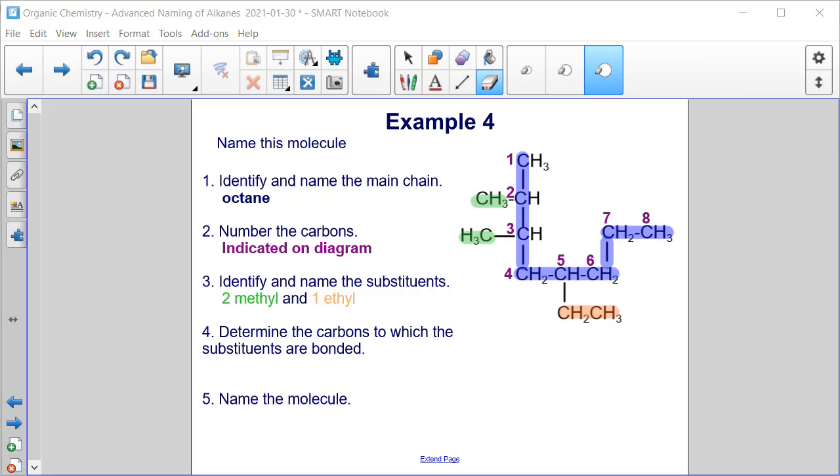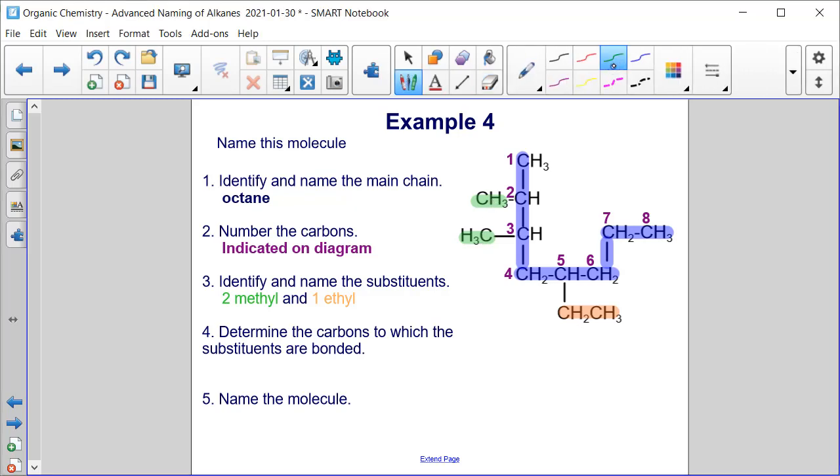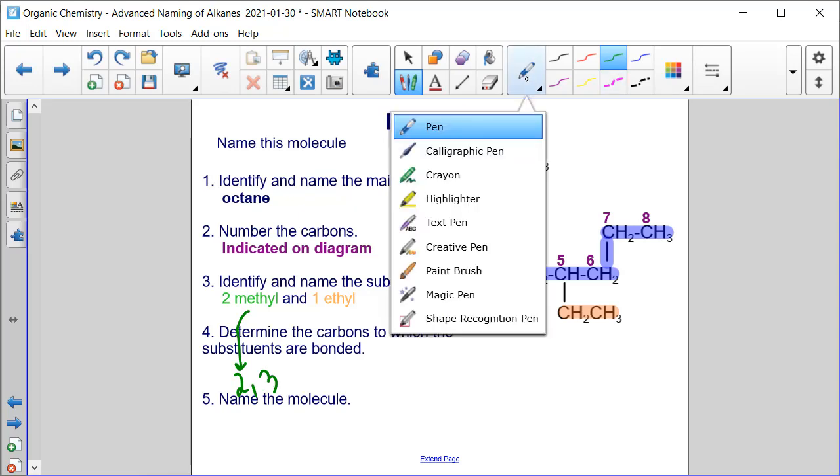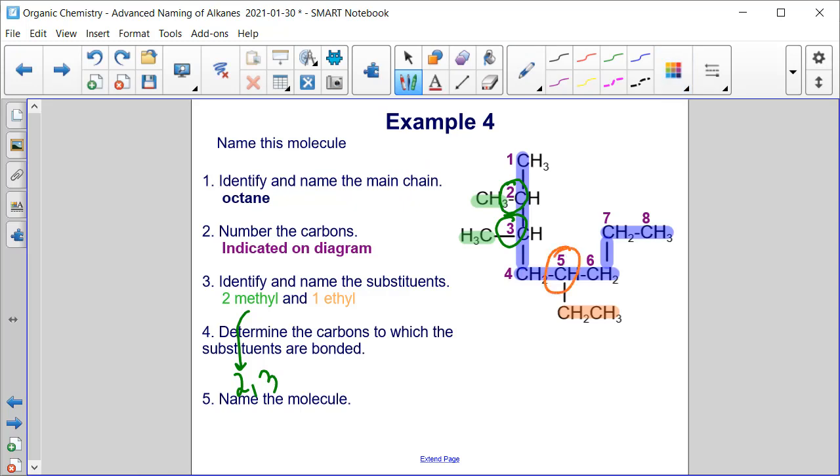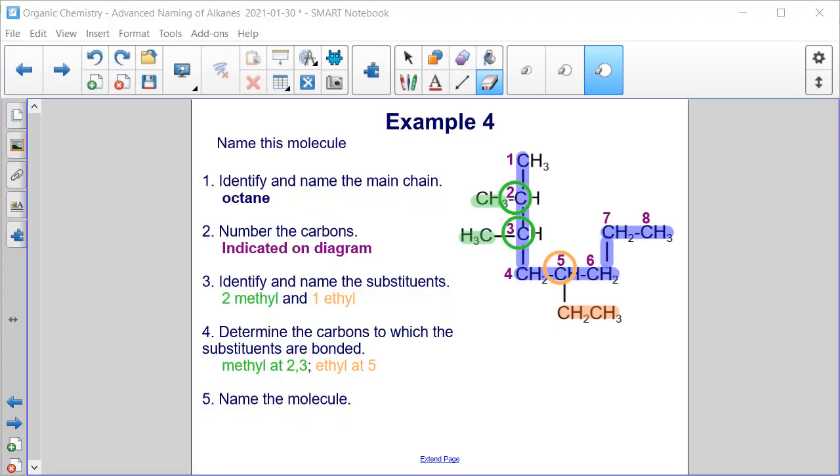All right, so again, just to summarize what we did on the previous slide. We have 2 methyl groups and 1 ethyl group. Now, what carbons are they bonded to? Well, the methyl groups are bonded to carbons 2 and 3. And the ethyl group is bonded to carbon 5. Now that we know that there's a methyl group at carbon 2 and 3 and an ethyl group at carbon 5, we can name the molecule.